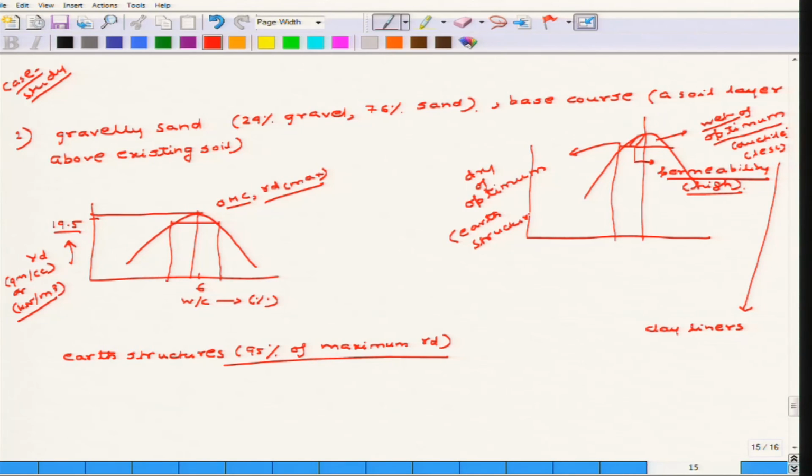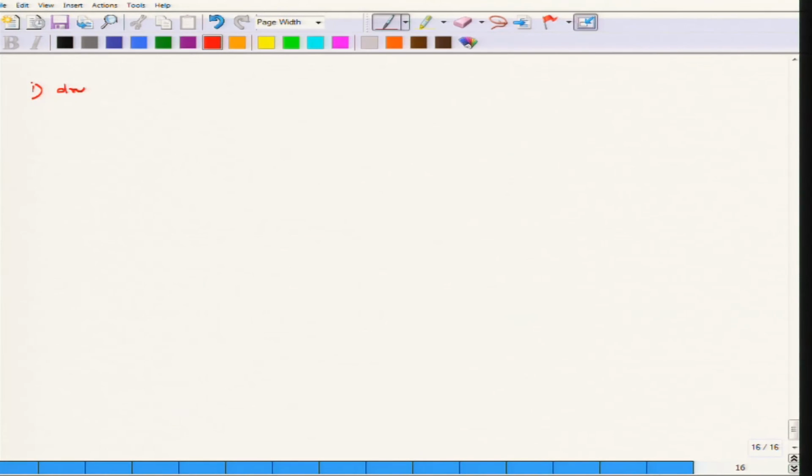So, in this case, you are given a gravelly sand. The first important thing that you are going to say is which side of compaction you are going to use. Now, as I have said, there is a base course, so you are going to use the dry side of optimum. So, the first answer is that on dry of optimum, at 95% moisture content or 95% water content, you are going to use the compaction criteria.